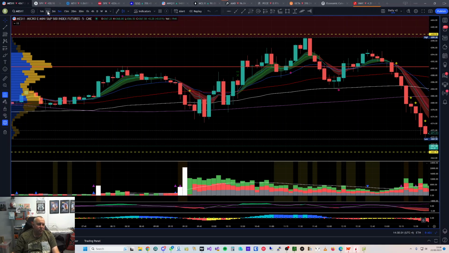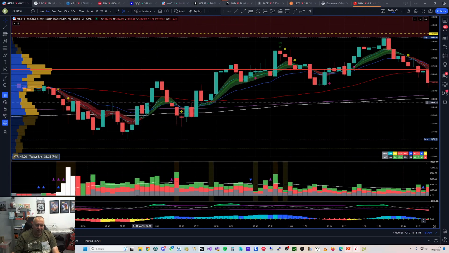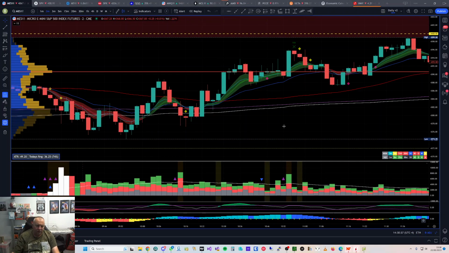So going back into the 2-minute, what I took was the RBI. It was this candle here I was watching, and I took the long just above, as it broke above this red candle.